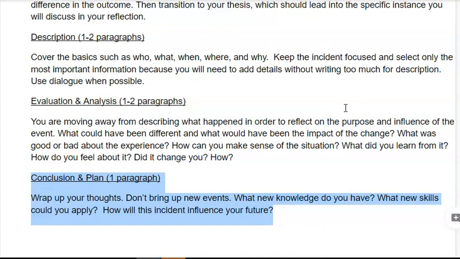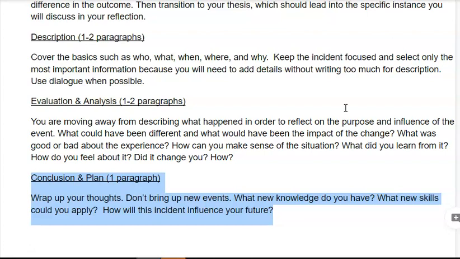Don't bring up new events, but you're going to think about what new knowledge do you have? What new skills could you apply? How did this incident, or how will this incident influence your future? Those are some questions to think about for your conclusion and plan.